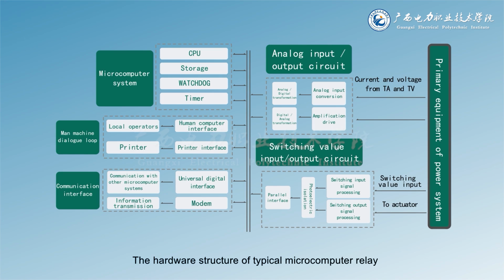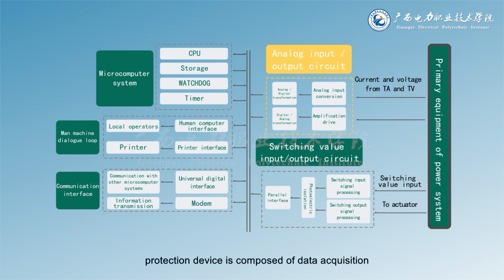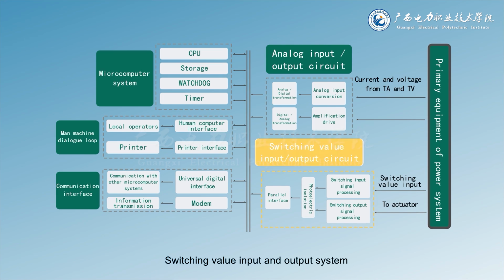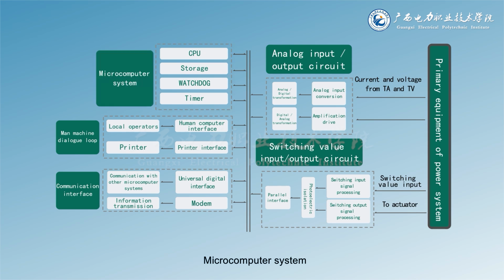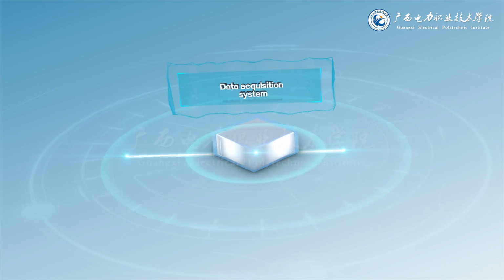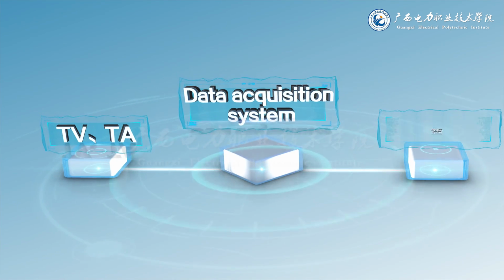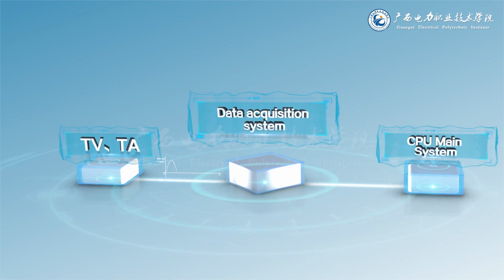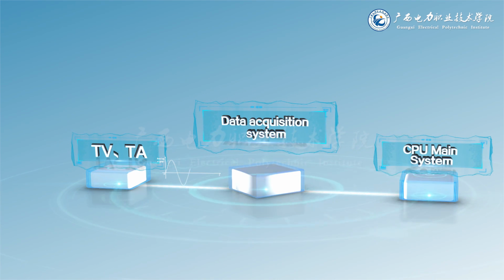The hardware structure of a typical microcomputer relay protection device is composed of 5 parts: data acquisition, switching value input and output system, microcomputer system, human-computer interface and communication interface circuit, and power supply. The function of the data acquisition system is to convert the analog quantity of the current transformer and voltage transformer into digital quantity, that is, to complete the analog to digital conversion for the CPU main system to judge whether the power system and the protected electrical equipment have faults or abnormal conditions.